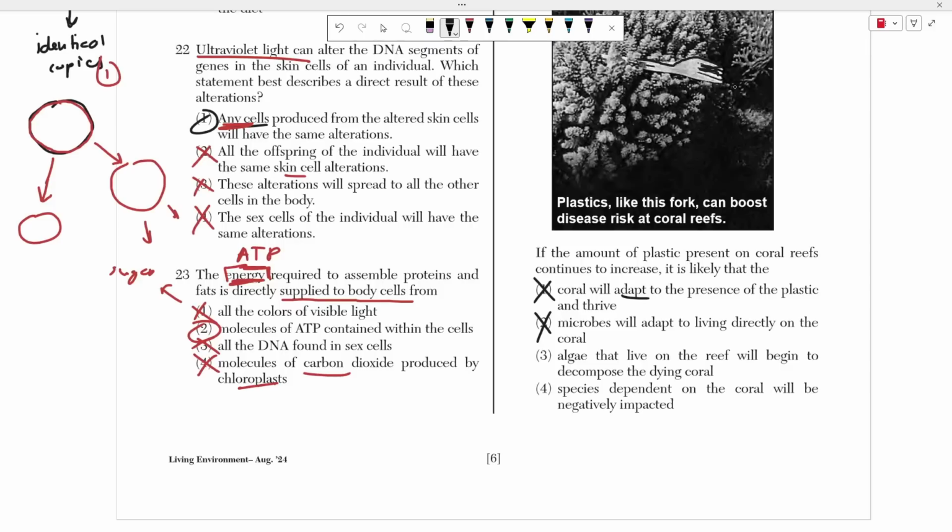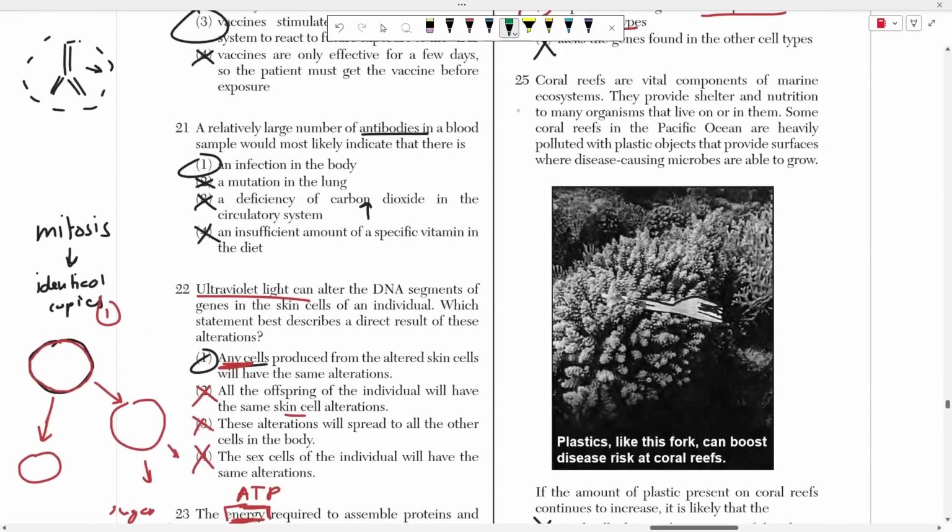3. Algae that live on the reef will begin to decompose the dying coral. That has nothing to do with anything in the situation. We're talking about bacteria, not algae here. So choice 4 has to be the correct answer. Species dependent on the coral will be negatively impacted. That makes sense. The diseases are killing off this coral, right? The bacteria from this fork go onto this coral and kill it. And because this coral is now dead, animals that use it for shelter or animals that feed off of the coral are also going to be negatively impacted because their source of food is now gone.